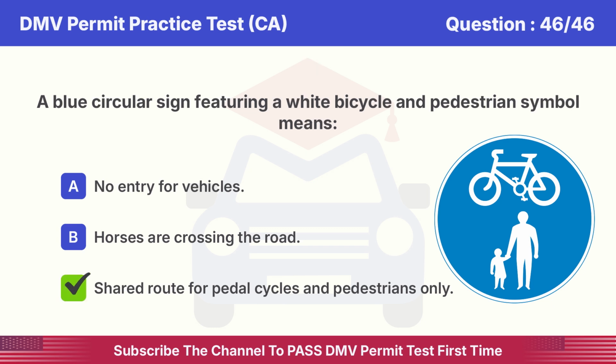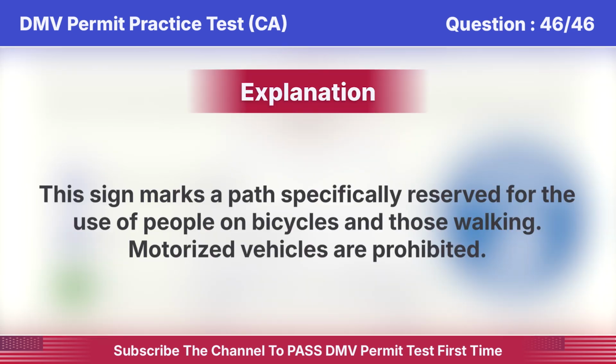Answer is C, shared route for pedal cycles and pedestrians only. This sign marks a path specifically reserved for the use of people on bicycles and those walking. Motorized vehicles are prohibited.